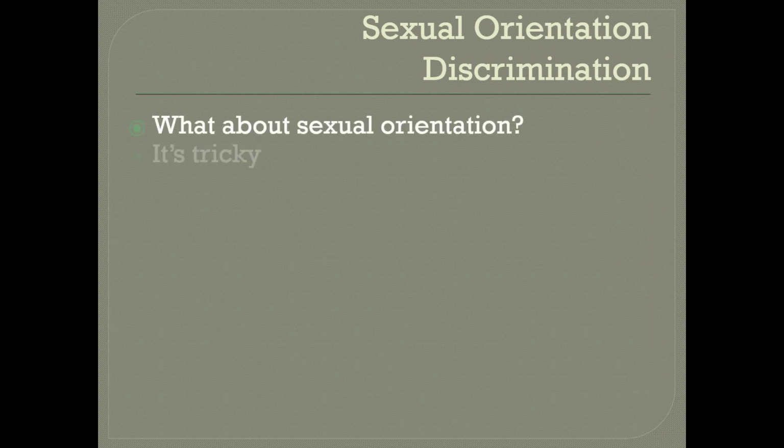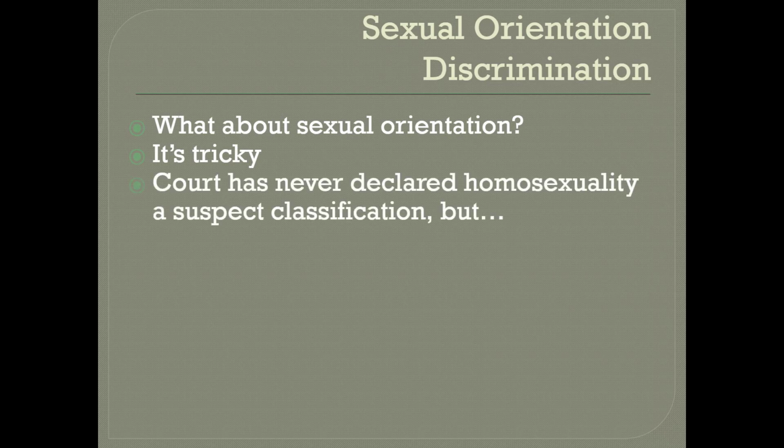And then finally, what about sexual orientation discrimination? Well, this one is one of the most interesting to talk about because it's certainly one of the most unclear. It's certainly tricky. I want to make clear that the Supreme Court has never, ever specifically said that being homosexual puts you in a suspect classification. Homosexuality is not a suspect class.